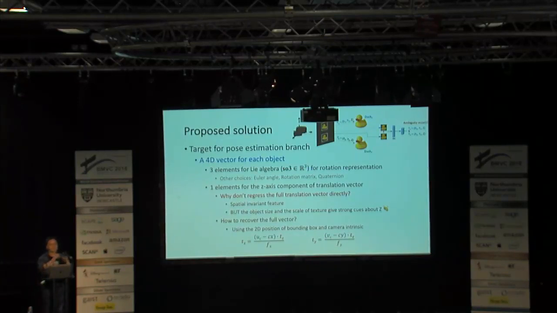Why is that? Because the property of the neural network is, as we all know, that in a detection or segmentation task, the neural network tries to ignore the image position, which we call a spatial invariant feature. If you have two objects in the scene and you give the pose branch the same representation but with different supervision, the neural network will be very confused about how to learn these poses. The point we want to make here is that the object size and the scale of the texture give us a very strong cue about Z, so we just ignore X and Y. We recover the X and Y of the translation with the camera model, since we have the position of the bounding box.